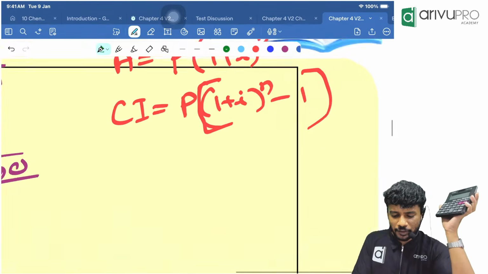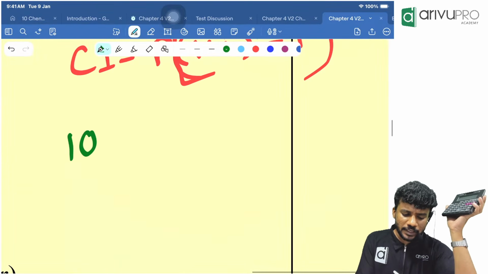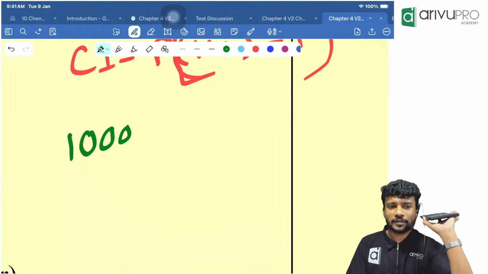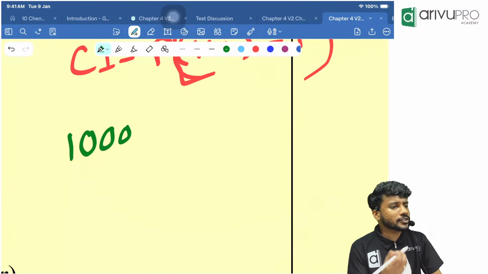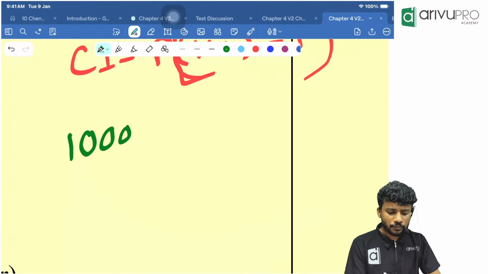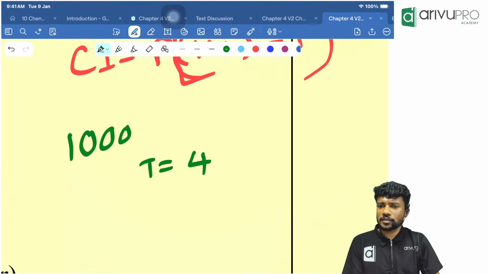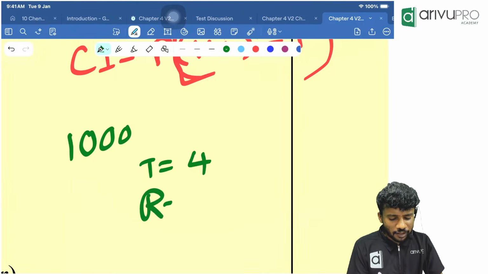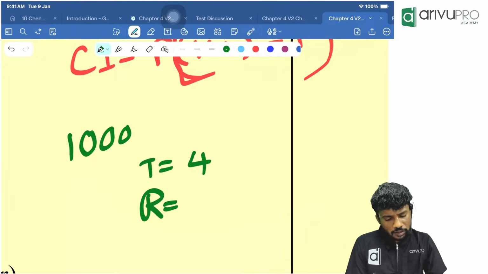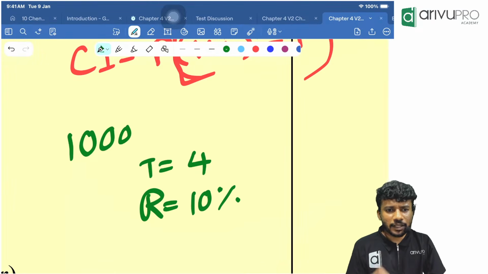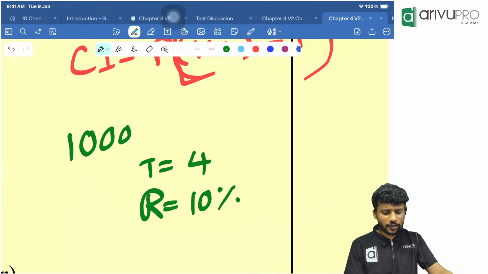I am going to tell you, principal is 1000 rupees. I want you guys to find the amount after 4 years, if the rate of interest is 10% per annum compounded annually. Per annum compounded annually.